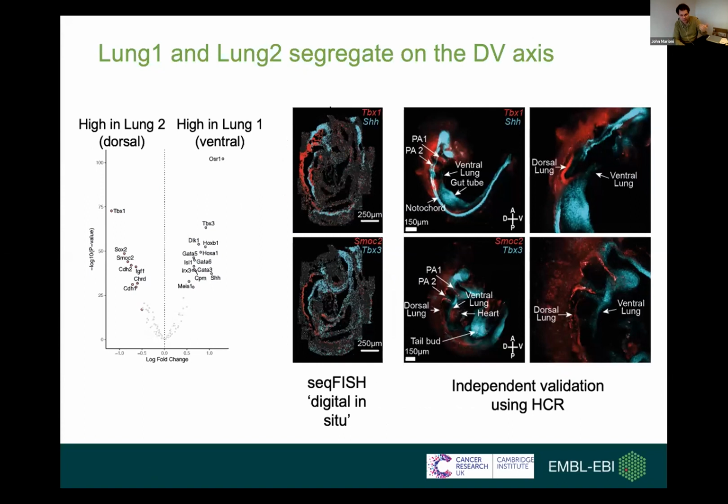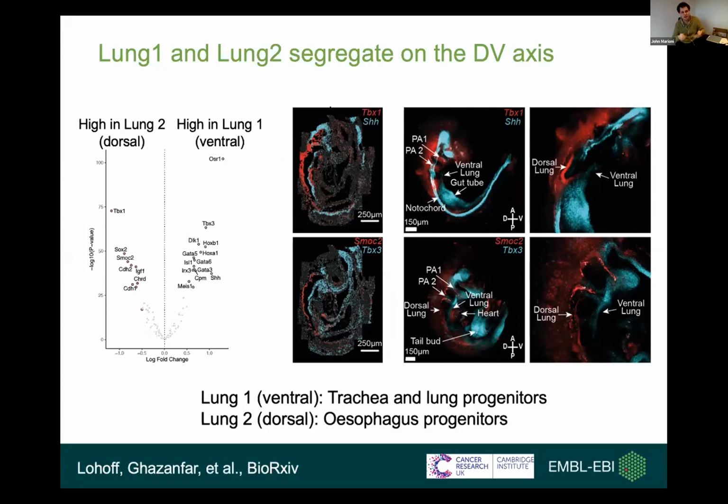And then perhaps most excitingly, when we look at their identities, we can see that the lung 1 cells, the ventral cells, are likely to, in terms of the genes that are specific, correspond to cells that have a tracheal or lung identity downstream. So they are progenitors of trachea and the lung, whereas the dorsal cells are esophagus progenitors. Now, this dorsal ventral separation of these cell types was known, but it wasn't known to arise until about 24 hours later in development. So we can see that at the RNA level, this segregation seems to be pretty early on as development proceeds.